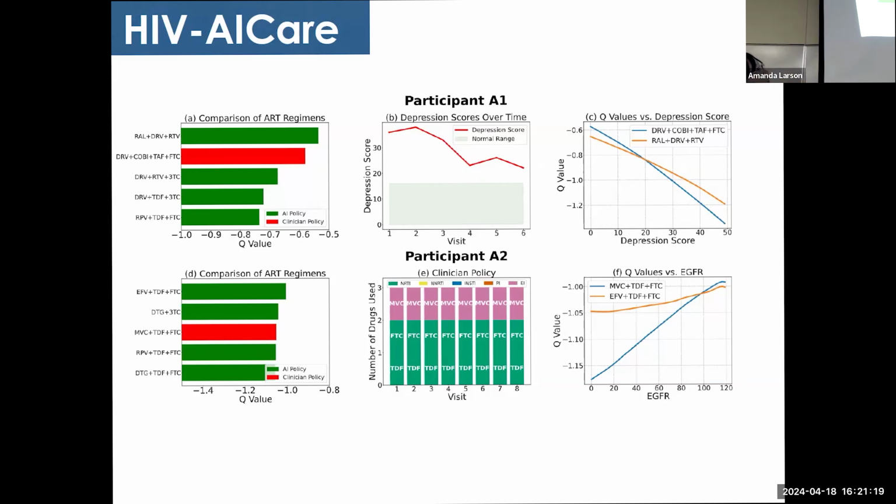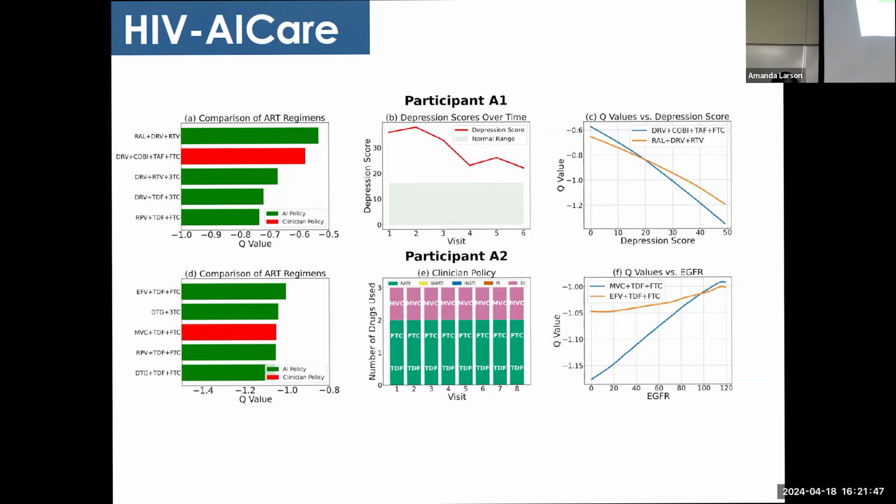The second example here is another patient. Again, here's the top 5, and the clinician's choice is the third one. We dig into this person's data, and we found out the clinician assigned this one because this person has been using this treatment regimen for a long time. So the clinician just assigned this treatment regimen. However, if you look here, the EGFR, that's kidney function, and we found that when the EGFR is small, our method is actually better.